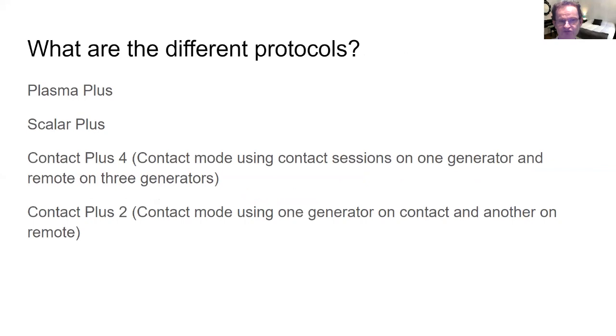Now with Spooky2, we tend to use the word plus rather a lot, don't we? Plasma plus, scalar plus, contact plus 4, and contact plus 2. Let's try and break it down. There's a protocol for plasma, there's a protocol for scalar, there's a protocol for contact with 4 generators, which could be 4 XM generators if you're on a lower budget. Okay, or indeed just a 2 generator system, which you could do with one generator X, if you have generator X, which I personally prefer to use myself.